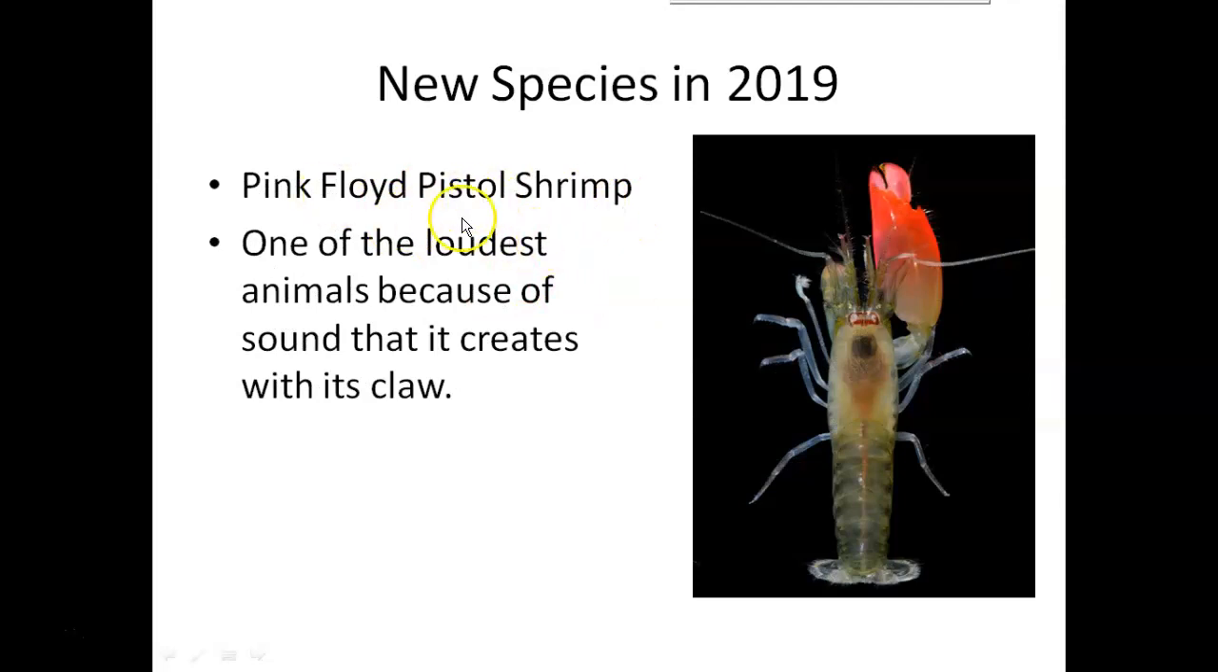And we also found a Pink Floyd pistol shrimp. So it's got this one claw, which is kind of weird, and it's hot pink, which is where it gets its name from. It's got this one claw that can actually snap, and the sound waves from that are strong enough to break the shells of the mollusks that it would be eating. And those sound waves are actually enough to crack the shell of like a clam.